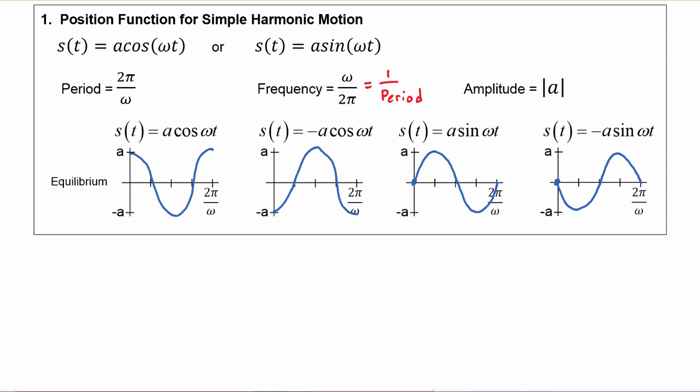And you'll always know which one to use because if it starts out at its max, you know you're going to be using the cosine wave. If it starts out at its min, you know you'll use the negative cosine wave. If it starts at equilibrium and moves upward first, you know you're using the sine wave. And if it starts at equilibrium and goes downward first, you know you're using negative sine.